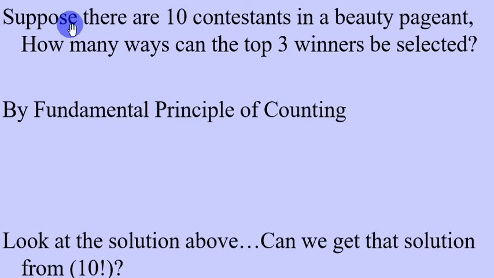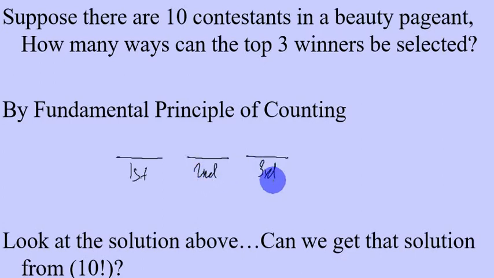Now, it's not all the time that we're going to arrange all objects, into how many objects there are. For example, suppose there are 10 contestants in a beauty pageant. How many ways can the top 3 winners be selected? So, obviously, if we're going to use the fundamental principle of counting, we can only have the top 3 rather. So, first, here you go, our first, second, and third placer.